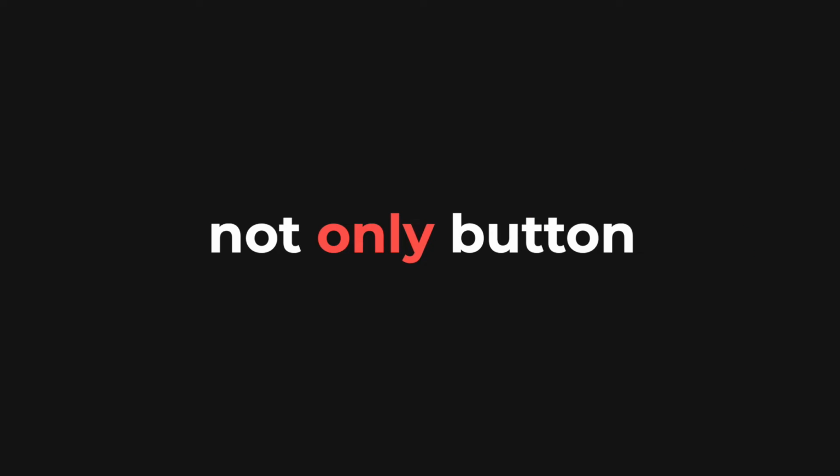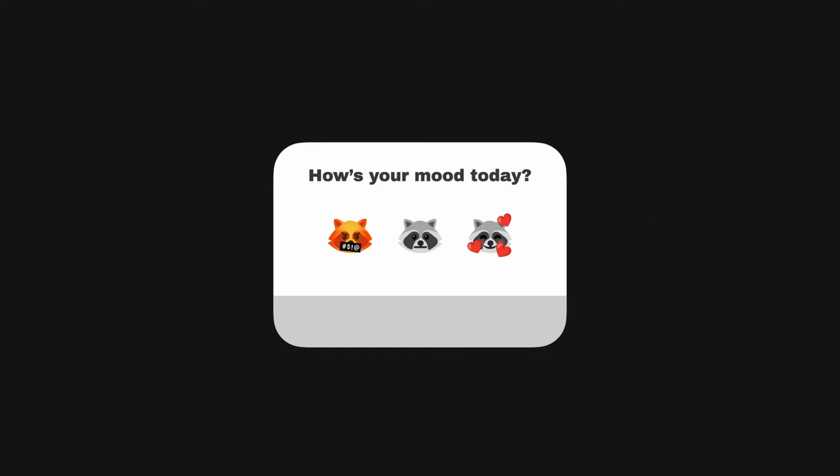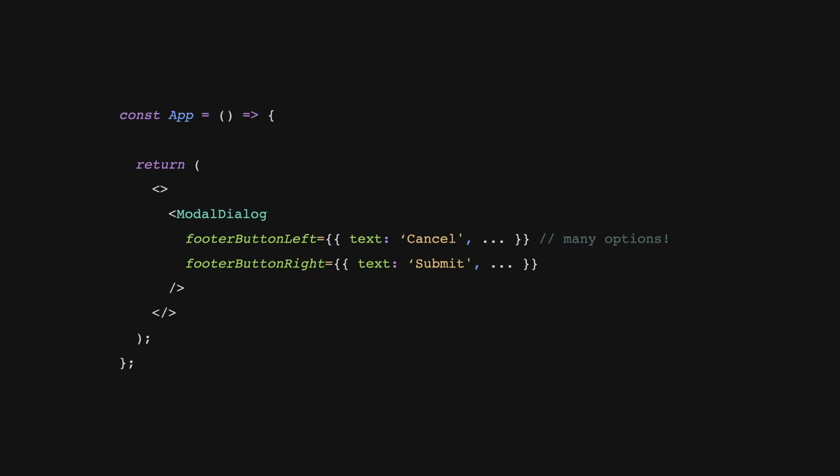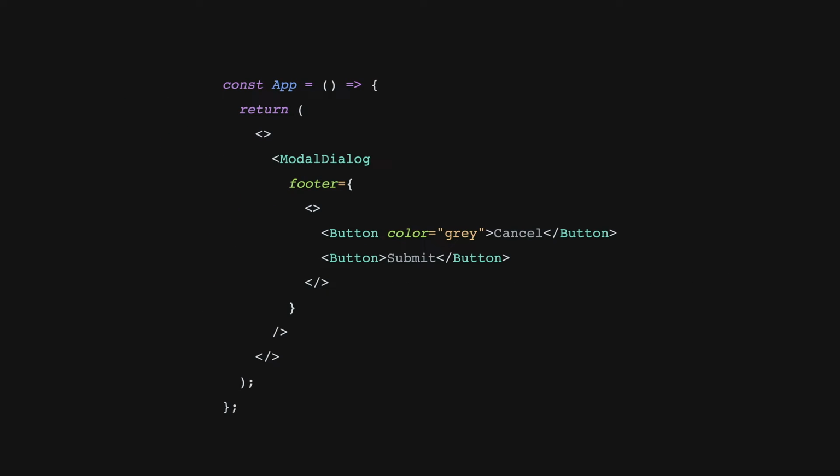But the button example is not where this pattern shines. It's particularly useful for larger components. Imagine a modal dialog, for example, that has a footer. It's highly likely that in real life you would want to show different components there. Maybe a cancel button, a cancel and submit button. You would want to change text on those buttons, and so on. Configuring that through props will be quite hard. But if we pass that footer as a prop, life was never easier.